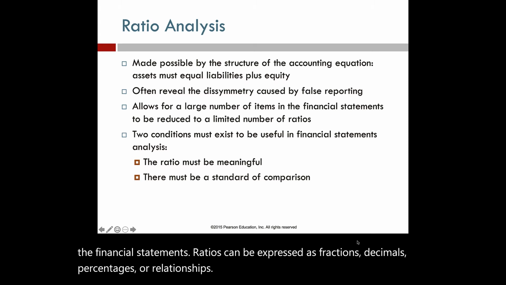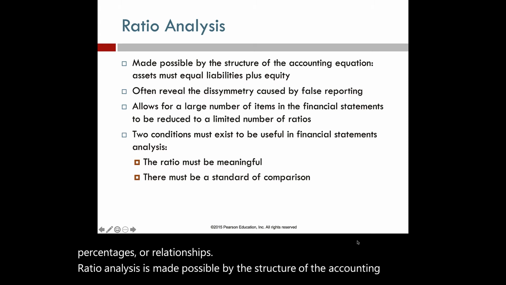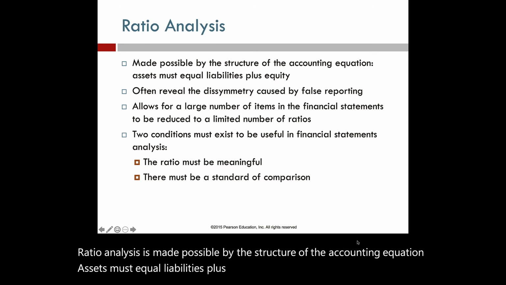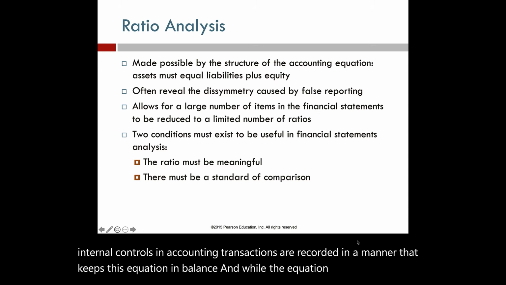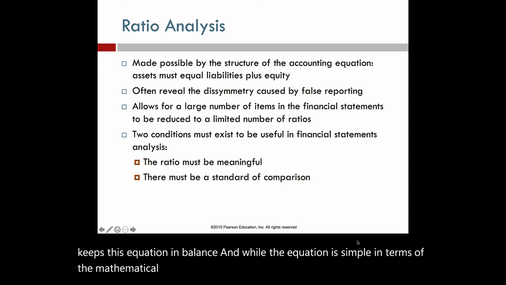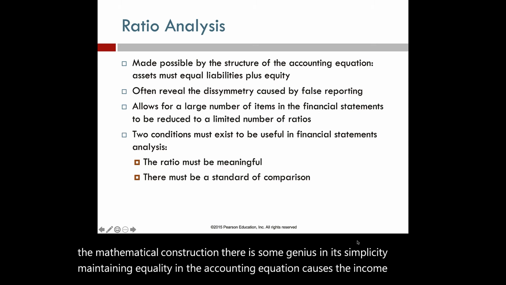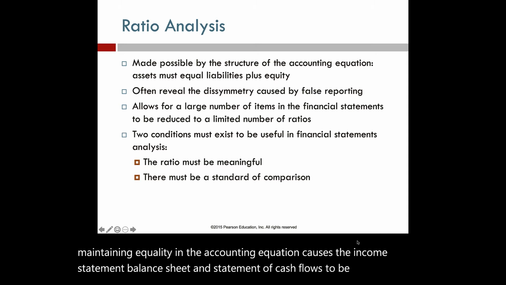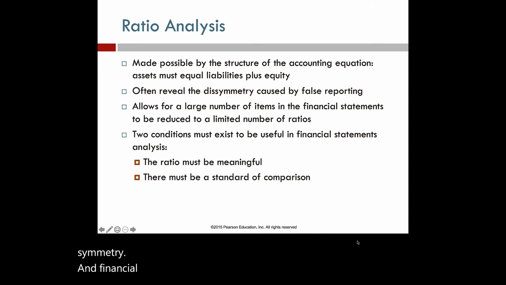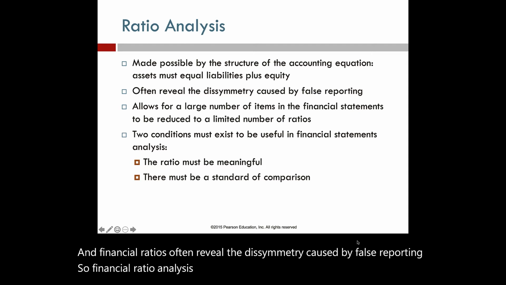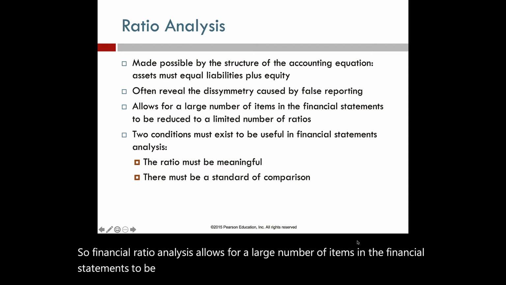Ratio analysis is made possible by the structure of the accounting equation. Assets must equal liabilities plus owner's equity. In a system with good internal controls, accounting transactions are recorded in a manner that keeps this equation in balance. And while the equation is simple in terms of its mathematical construction, there is some genius in its simplicity. Maintaining equality in the accounting equation causes the income statement, balance sheet, and statement of cash flows to be interrelated. So it is difficult for a financial statement manipulator to maintain this symmetry, and financial ratios often reveal the asymmetry caused by false reporting. So financial ratio analysis allows for a large number of items in the financial statements to be reduced to a smaller number of ratios.